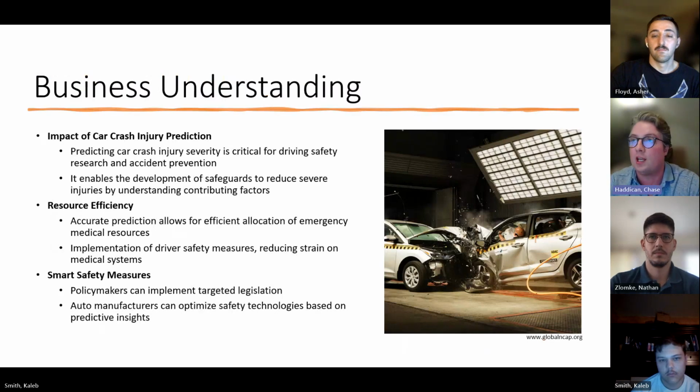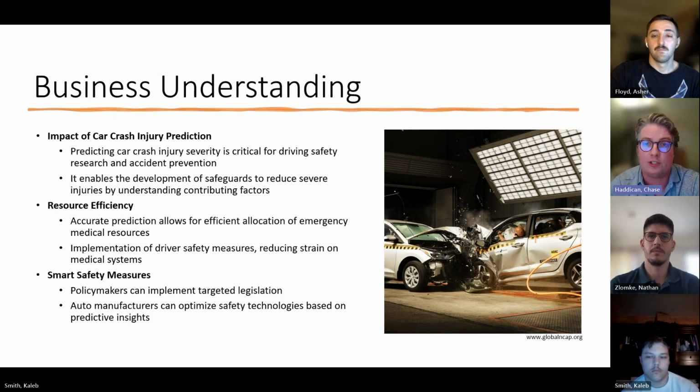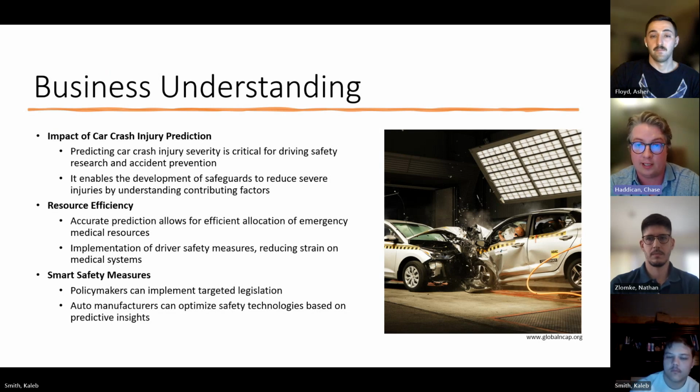So on the business understanding of car crash injury severity, I had mentioned efficient resource allocation. For example, do you need to place certain medical resources on highway systems for more at-risk populations? Others are smart safety measures. For policymakers, where can they efficiently place speed limits, traffic signs, and efficiently implement regulation around driving under the influence of drugs or alcohol?